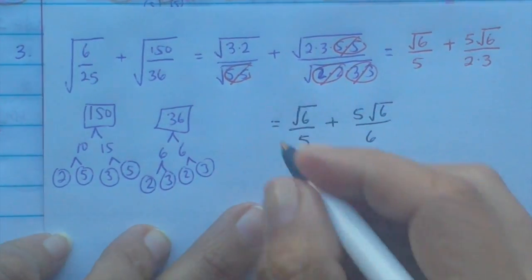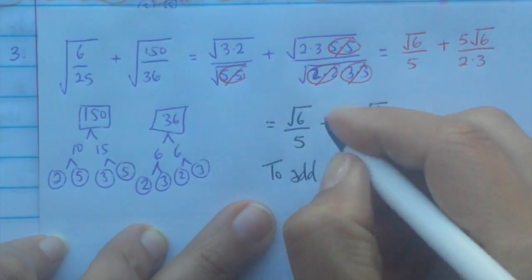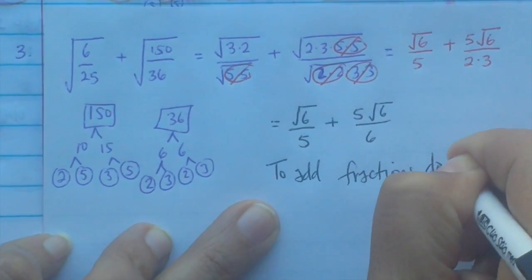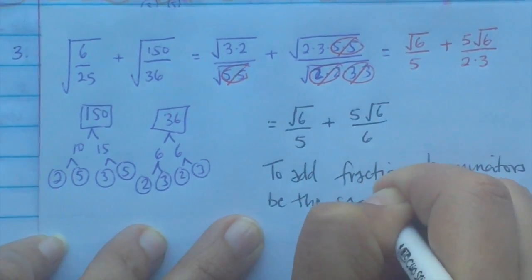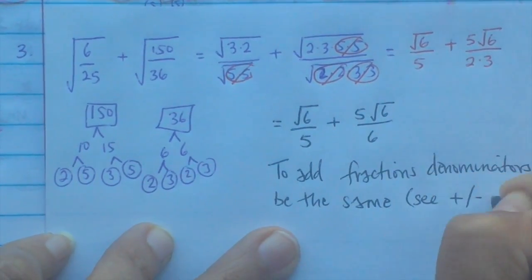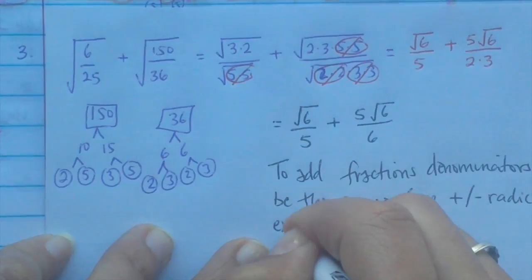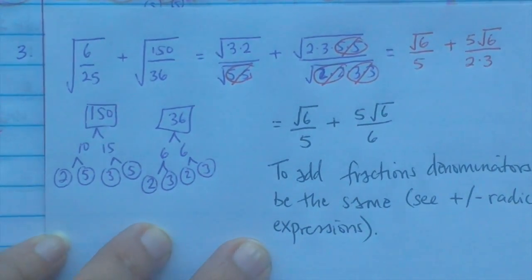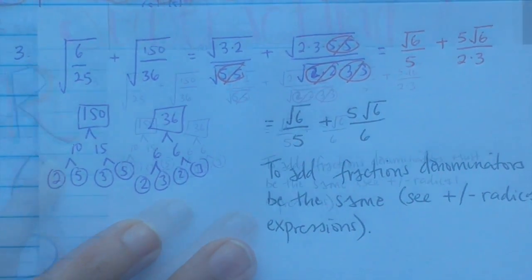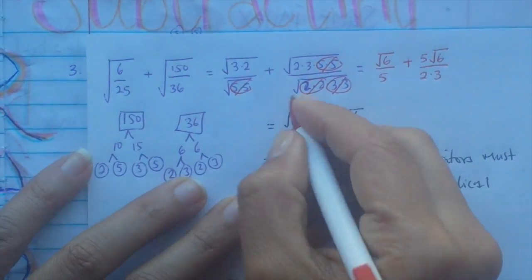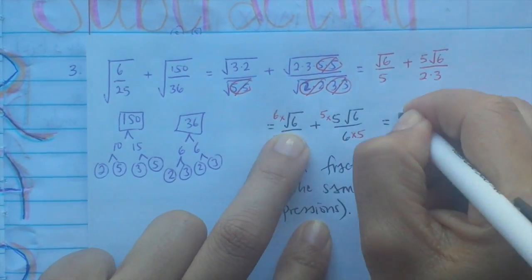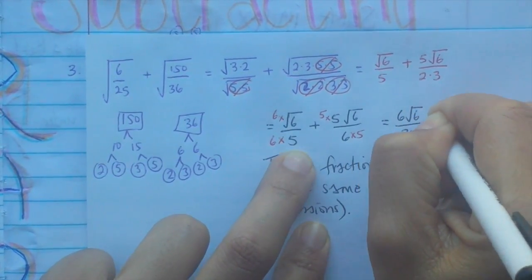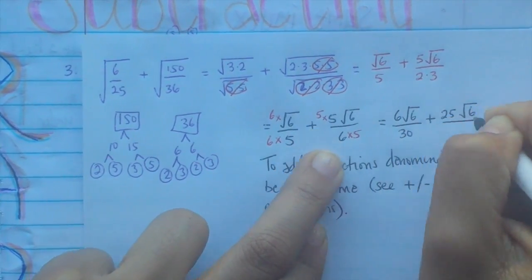Now, I don't know if you remember this, but anytime you add or subtract fractions, the denominators must be the same. So to add fractions, denominators must be the same. Parentheses, see addition and subtraction of radical expressions. We've done this before. To make the denominator the same, I make it the same by multiplication, and if I do it to the bottom, I do it to the top. So I'm multiplying top and bottom by the same exact thing, by 6 and by 5. That's going to give me 6 radical 6 over 30 plus 25 radical 6 over 30.